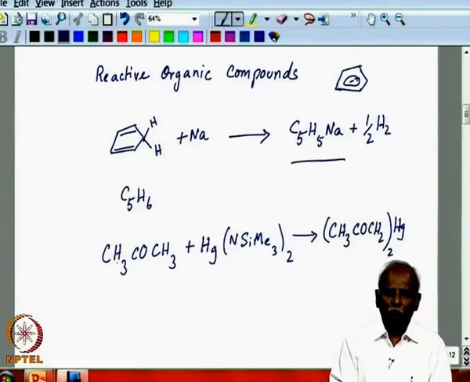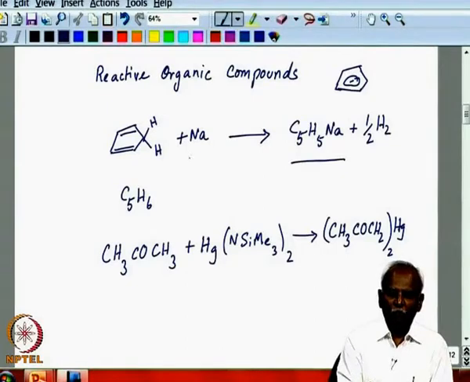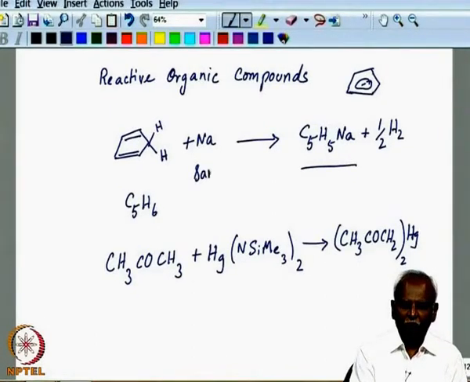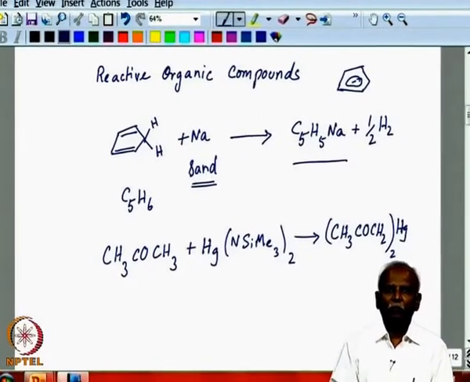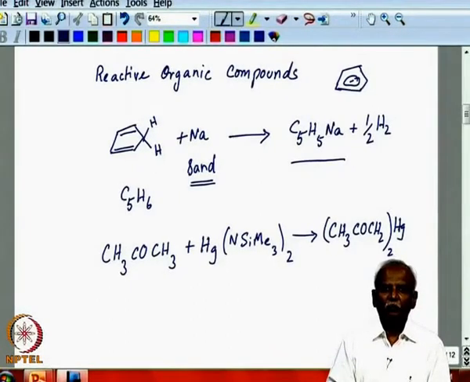To make sodium more reactive, one normally converts it into sodium sand, and this is purely a matter of convenience. One can heat the sodium and shake it up vigorously, so that it forms fine droplets, and these fine droplets of molten sodium are extremely reactive, and they react with C5H6 and liberate hydrogen and form this organometallic compound C5H5Na.